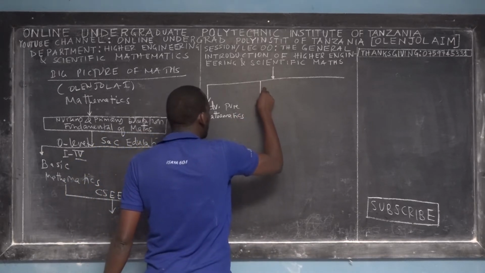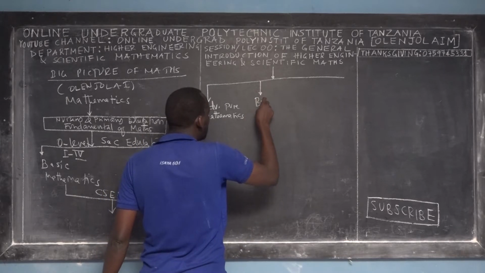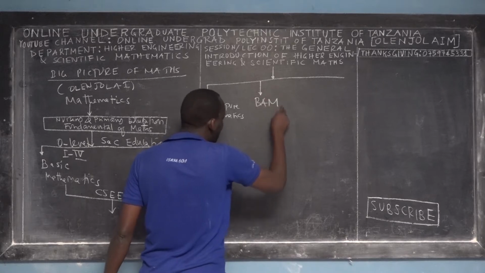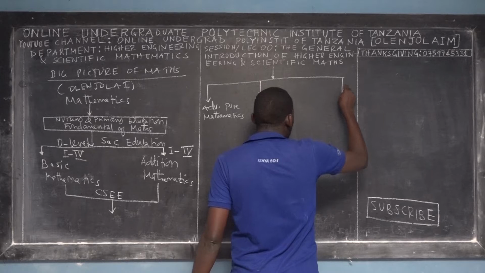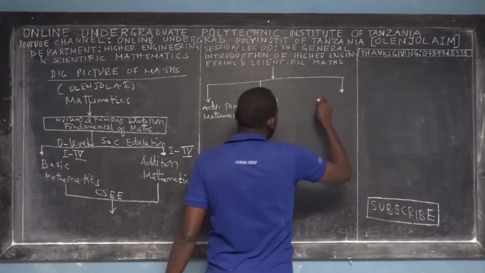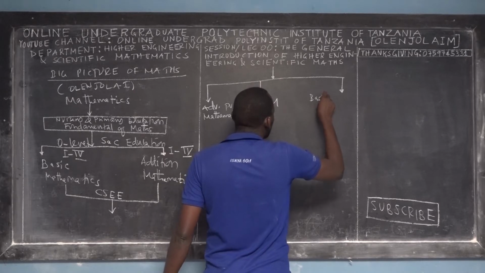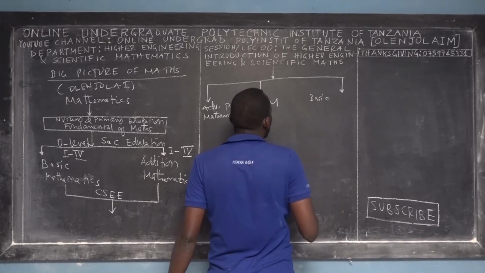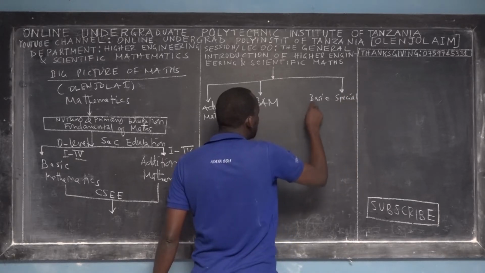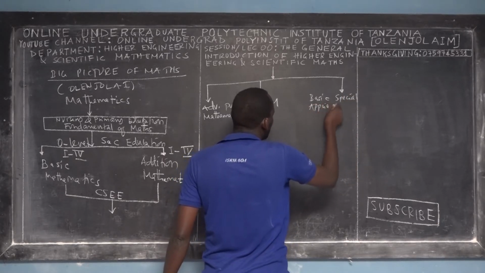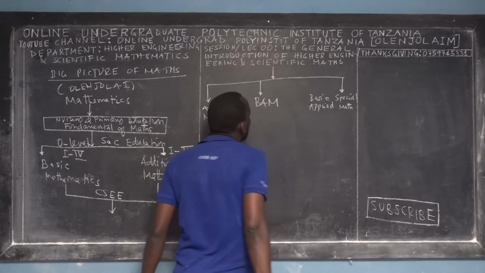And also we can go to A level and then study a subject called basic applied mathematics, in short BAM. Or we can go to the ordinary diploma and then learn basic special applied mathematics.